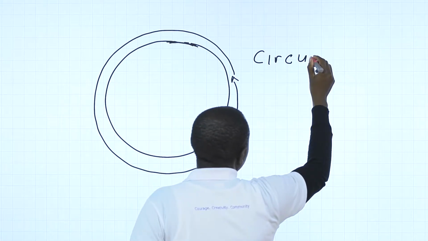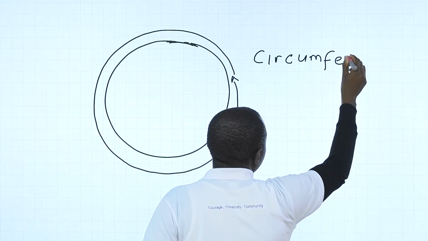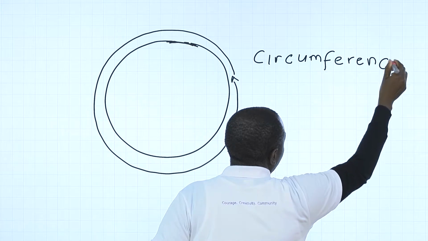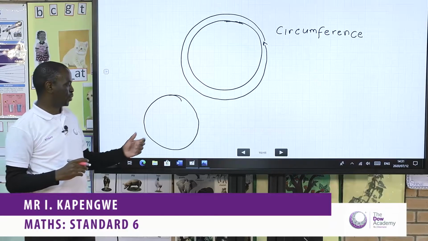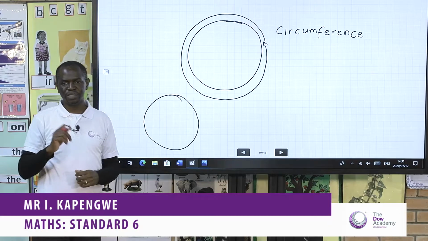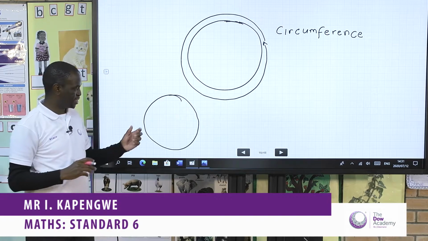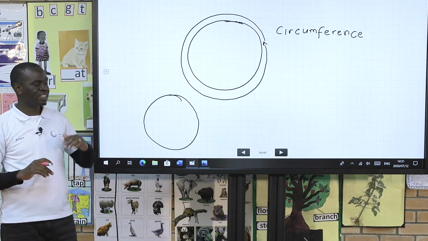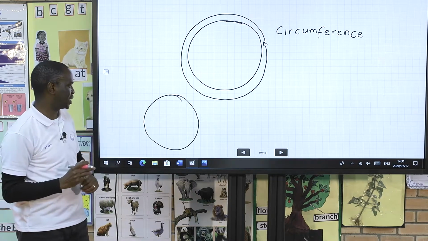Let me write slowly. And here is the word circumference. Depends on where you come from, but that's the spelling for circumference. We're going to talk about the most important part of a circle, and that is the center. The center is a very important part of a circle, because this is where we'll start drawing our lines that we're going to use in our calculations.